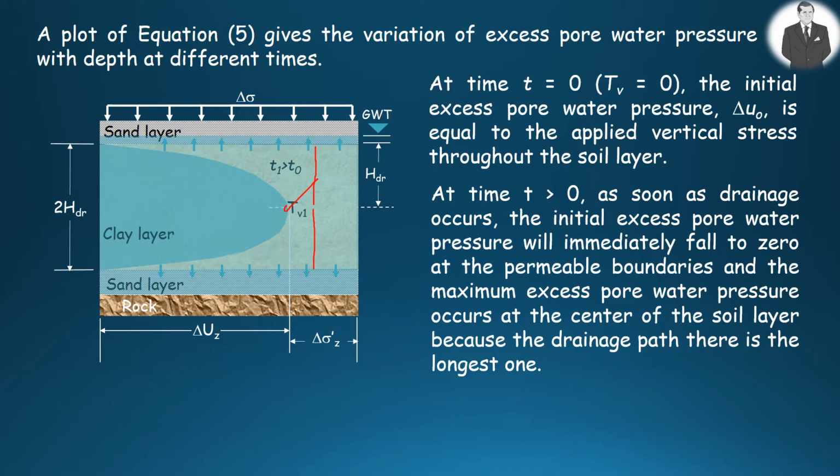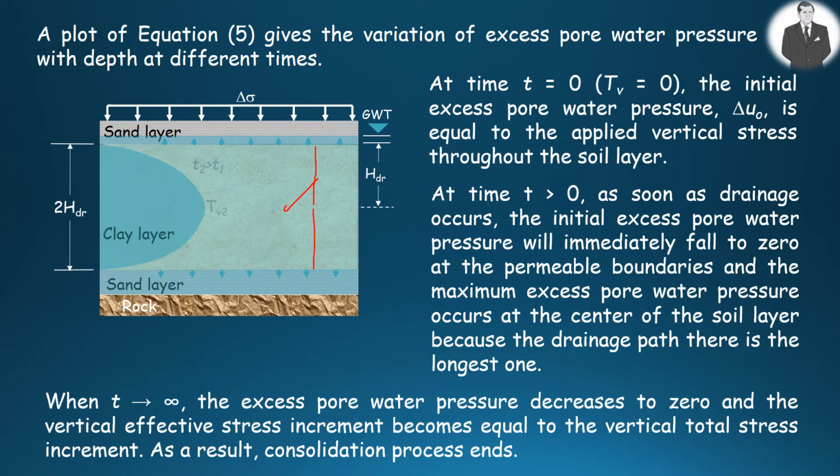As time progresses, the excess pore water pressure will continue to dissipate. Finally, when time approaches infinity, the excess pore water pressure becomes zero, and the vertical effective stress increment becomes equal to the total stress increment. As a result, the consolidation process comes to an end.